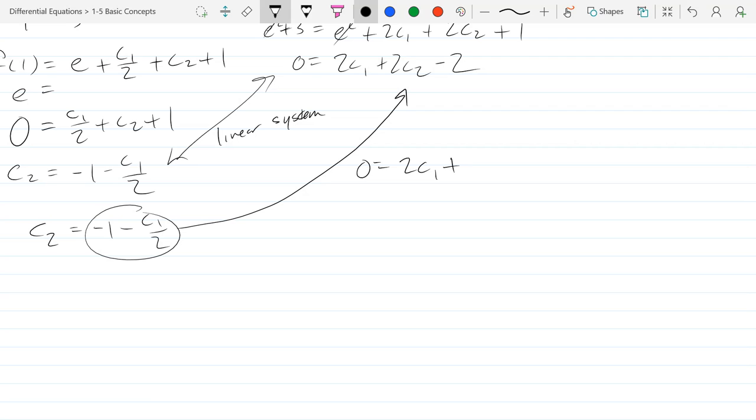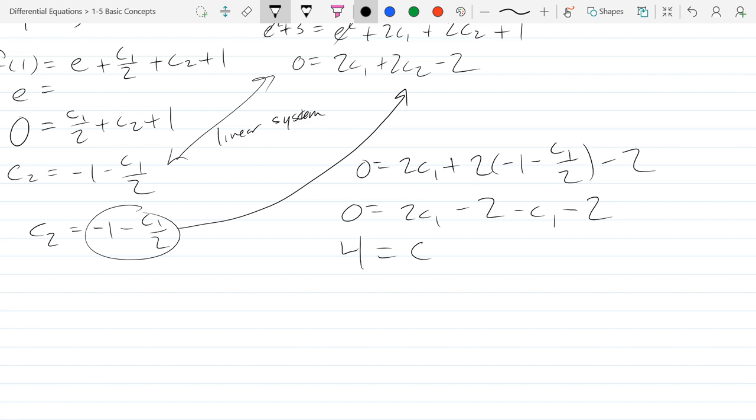So it's plus 2 times negative 1 minus c1 over 2 minus 2 minus 2 minus c1 minus 2. So we have minus 4. Add to the other side is 4. 2c1 minus c1 is 1c1.